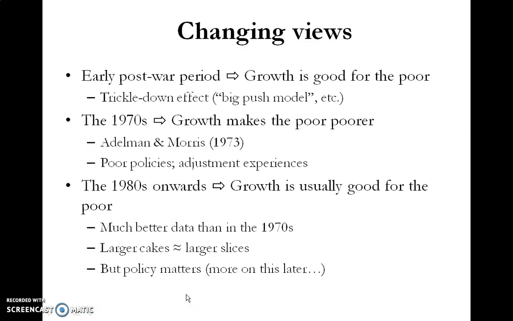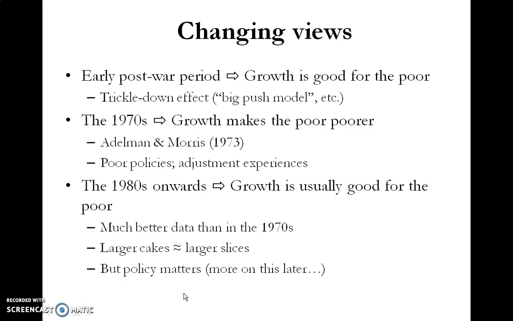The views on the impact of growth on poverty have changed over the years. During the early post-war period, the consensus was that economic growth is good for the poor. The trickle-down effect or the big push models were largely supported because of this view. In the 1970s, however, this changed to the view that growth actually makes the poor poorer. And so there were adjustments in policies and different experiences.